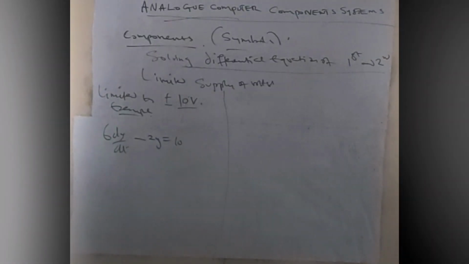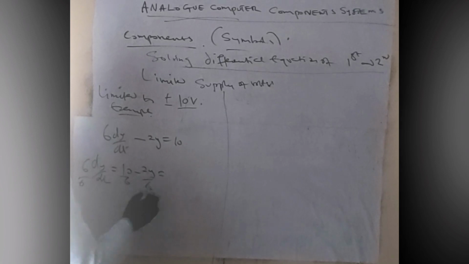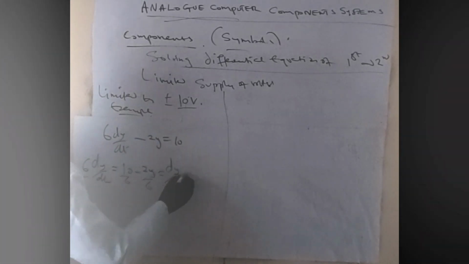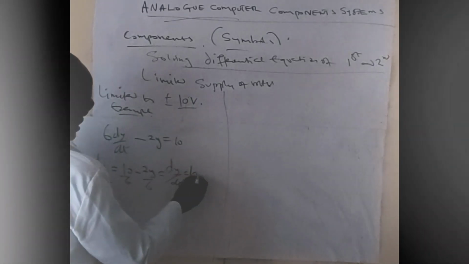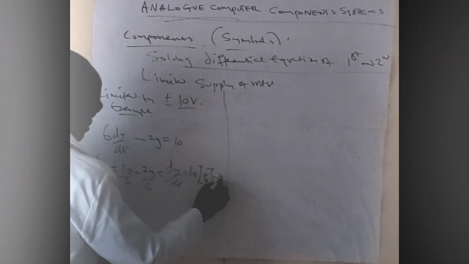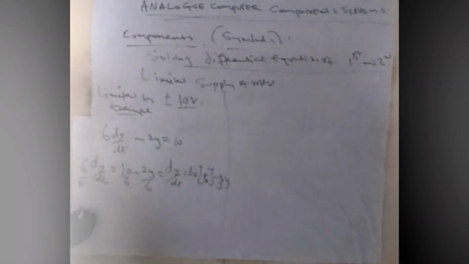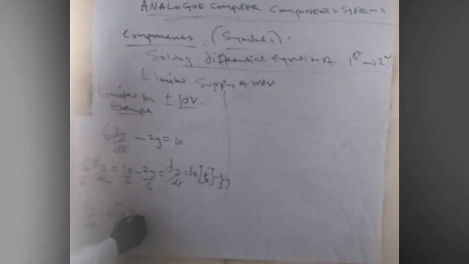So you need to make dy/dt the subject. You take the 2y to the other side, minus 2y. To get rid of the 6, you divide both sides by 6, and you're going to get dy/dt equals 10 into 1 over 6, minus 2 over 6, which is minus 1 over 3 y. So that is what you're going to use to develop that circuit: minus 1 over 3 y.